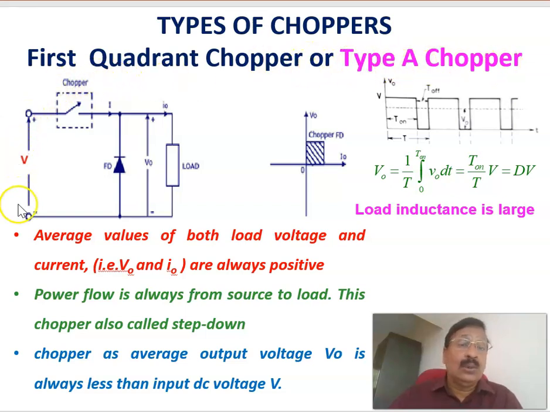And this is the circuit topology of a type A or first quadrant chopper, in which you can see that the average voltage across the load is always positive. Similarly, the average current through the load is also positive. This is the current axis, output current, and this is the output voltage, and always output voltage is positive and output current is positive. That is why it is operating in the first quadrant.